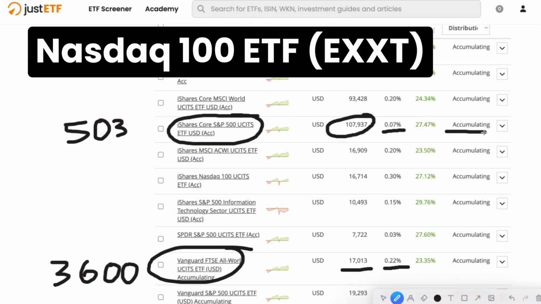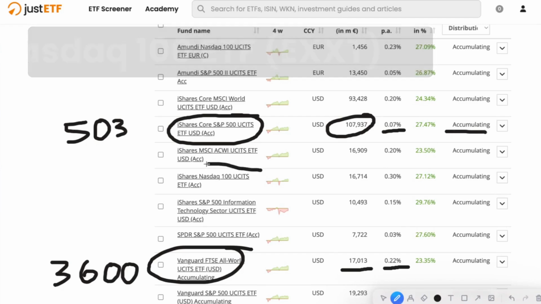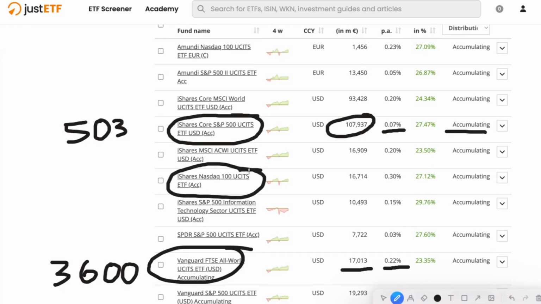Another interesting option in my list is the NASDAQ 100 ETF from iShares with 17 billion in fund size, 0.30% annual cost, and it has an accumulating distribution. It has 101 companies in it, and it performs very well.